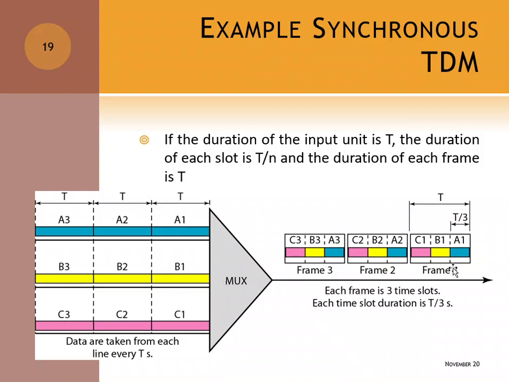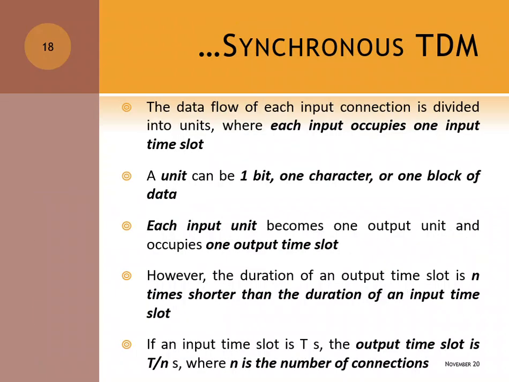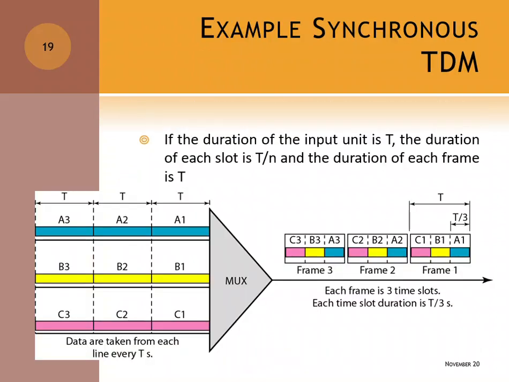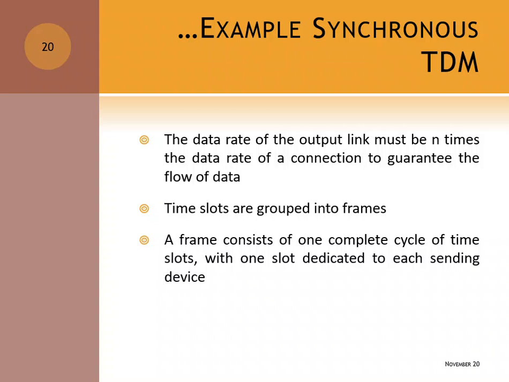So, sebab kita ada A, B, C, dalam setiap frame akan ada A1, B1, C1, A2, B2, C2, A3, B3, C3. Dan kalau ada panjang lagi, seterusnya lah. Okay. Next. If an input time slot is T, the output time slot is T over N, where N is the number of connections. Okay, ni yang saya kata tadi. Bergantung kepada bilangan signal yang kita ada. Okay. So, the data rate of the output link must be n times the data rate of connection to guarantee the flow of data. Okay, this one nanti kita buat, saya akan tunjuk dalam calculation nanti.